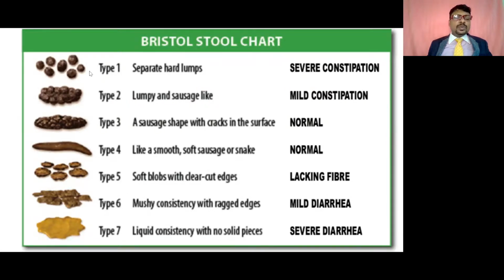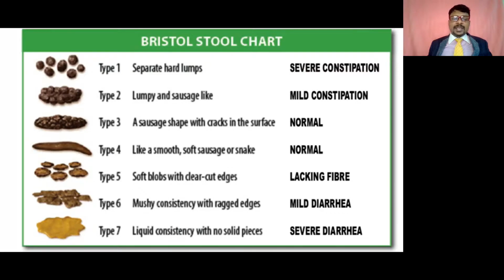So they are going to pass the stools maybe every 4 to 5 days, or some people only weekly once. So that is severe constipation. Also lumpy and sausage-like. So it's going to be a lumpy or ball-like structure, and also a sausage-like appearance. So this is the mild constipation.